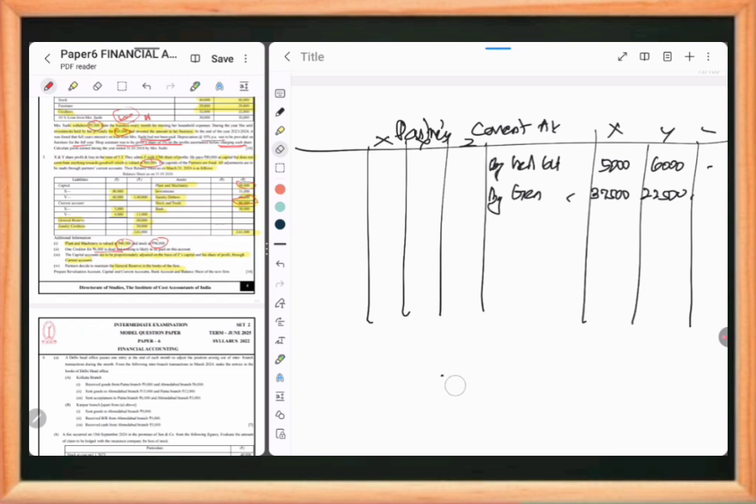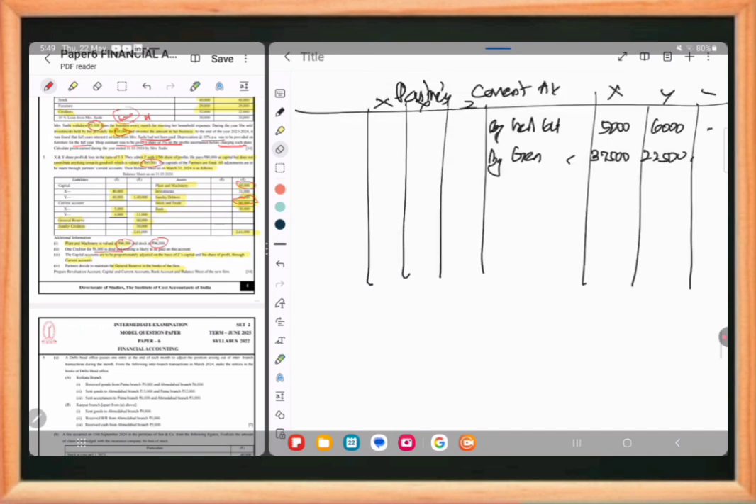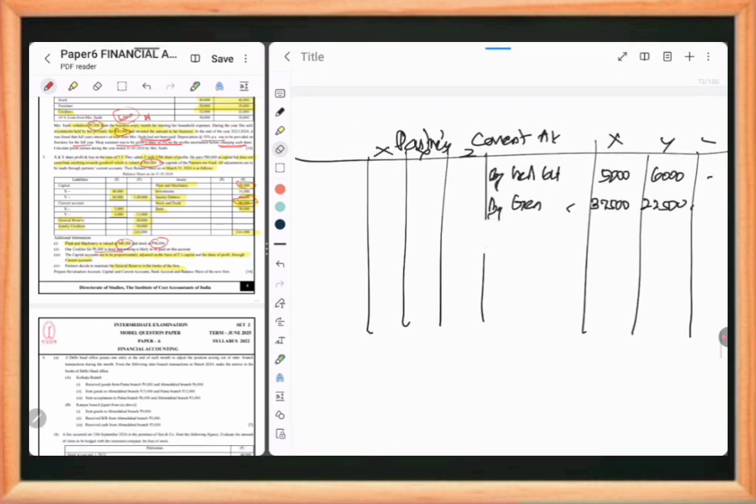Okay. Next one is profit on revaluation. By profit on revaluation, how much? 5,000, 3,000. The old partners only, 3,000.